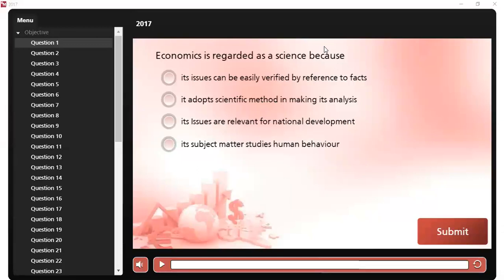Economics past questions. Let's look at the very first question here. Economics is regarded as a science because we have options A to D. Its issues can be easily verified by reference to facts. It adopts scientific method in making its analysis. Yes, this is the reason why economics is regarded as a science. That's B.